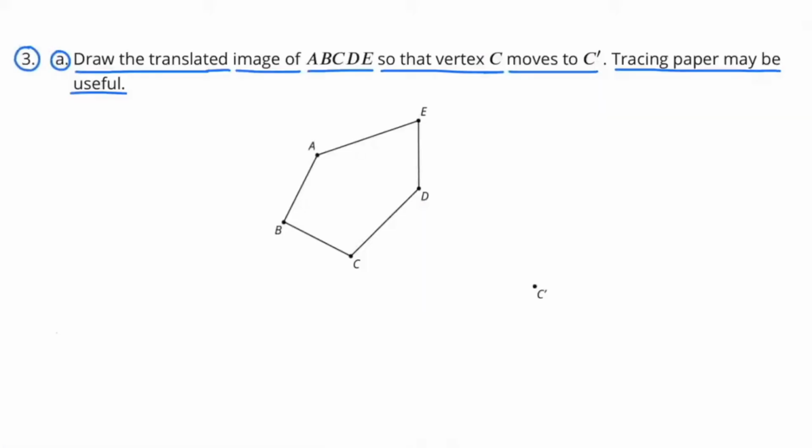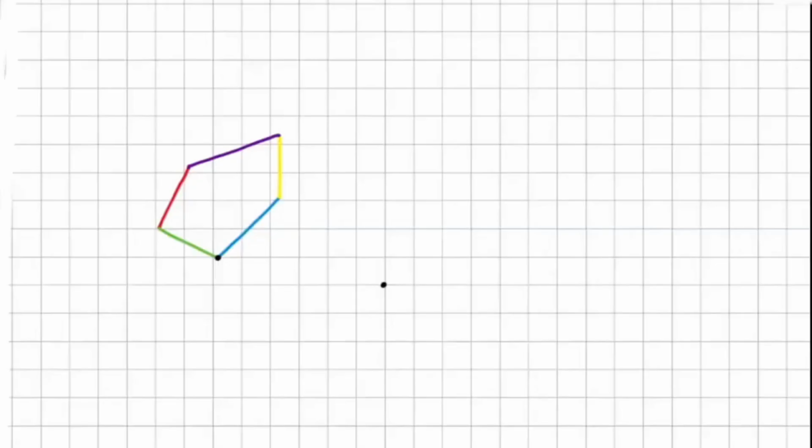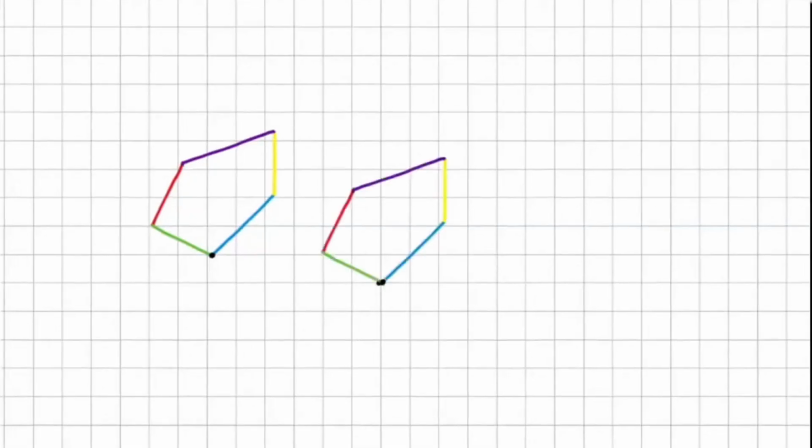Number 3A. Draw the translated image of A, B, C, D, E so that vertex C comes to vertex C prime. You'd be better off using tracing paper, but I'm putting my example on graph paper. Here's the translated image of A, B, C, D, E with the vertex C moving to C prime.